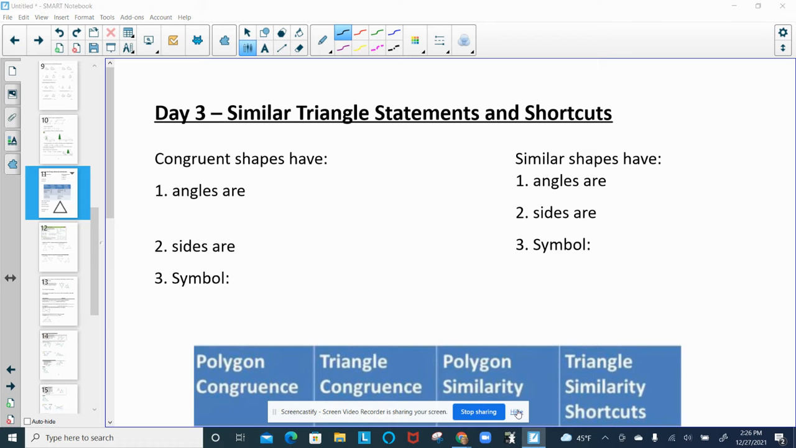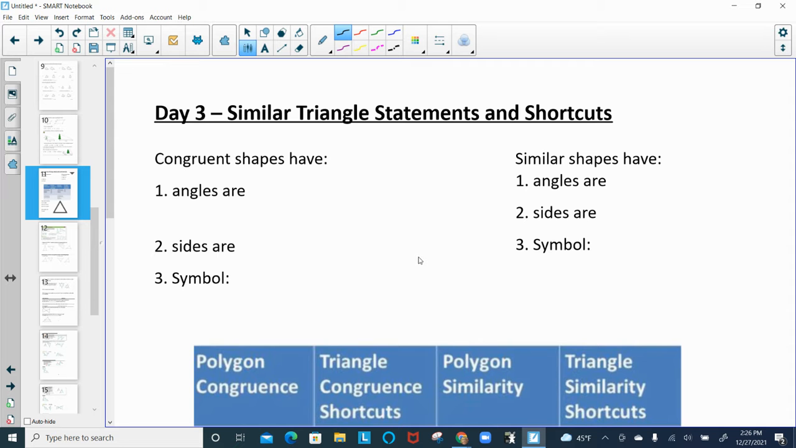Hi, and welcome to day 3, where we're going to talk about similar triangle statements and the shortcuts. For the first part, this first video, we're just going to talk a little bit about the differences between congruent and similar shapes, and then we're going to talk about similar statements.